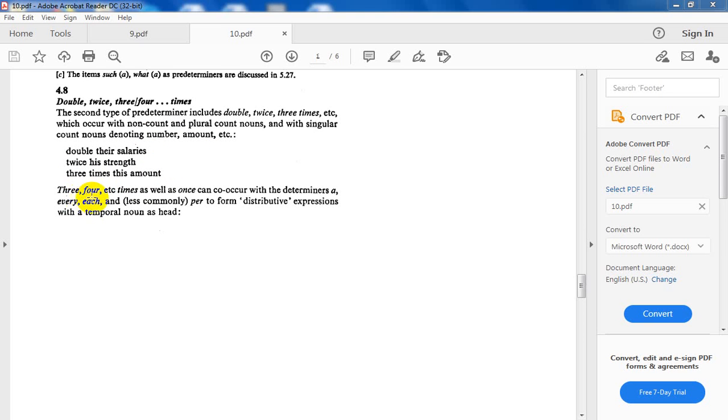Predeterminer. 3 times, 4 times, as well as once, can occur with the determiner a, every, each, unless commonly paired to form distributive expressions with a temporal noun as a head. Like when someone says twice a day, 2 times a day. This gives me the meaning of distribution, that I divided or distributed the day into times, just like these examples.